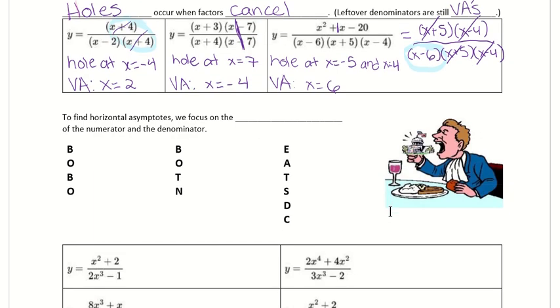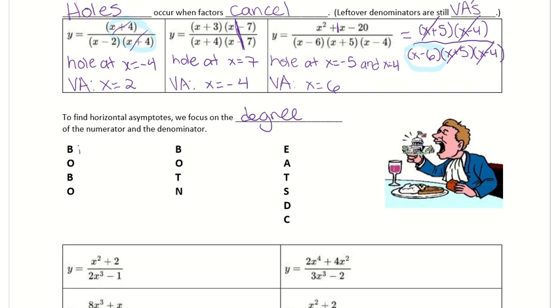But now we need to talk about those other guidelines, those horizontal asymptotes. To find horizontal asymptotes, we focus on the degree of the numerator and the denominator. You're already in the habit of focusing on those degrees because we did this when we found improper and proper fractions. So this picture looks ridiculous, but this is a dude named Bobo Botten. And as you can see, he is feasting on DC. So this is a silly little mnemonic device that will help you remember how to find horizontal asymptotes using the degree of the numerator and the denominator. And here is how this little device works.